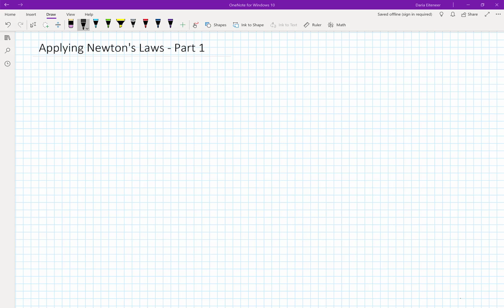In this set of lecture notes, we're going to talk about applying Newton's laws, as well as going over some examples, particularly working on free body diagrams. So before we start that, let's remind ourselves what Newton's laws are.